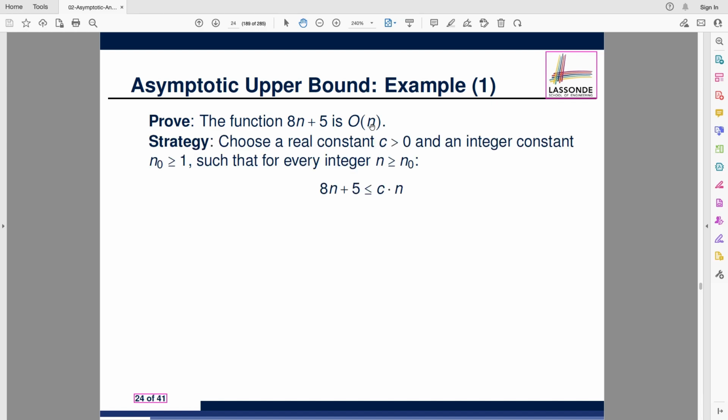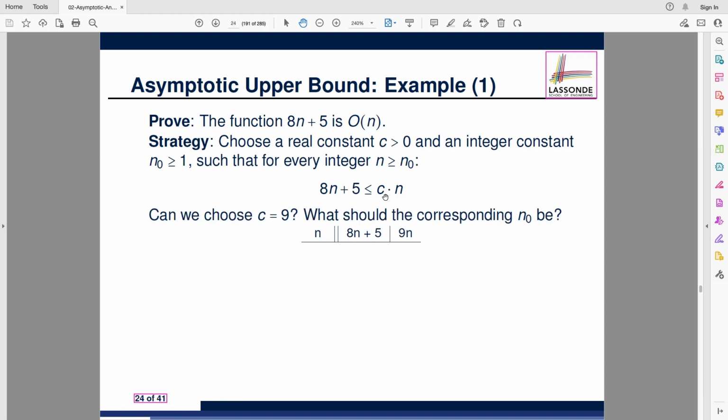What we really want to find is the c here, the multiplicative constant to n. This will be the upper bound effect, right? You can see 8n plus 5. This will be the running time function. n here alone is a reference function. c will be something we want to identify very soon. n0 is the earliest point for the upper bound effect to start.